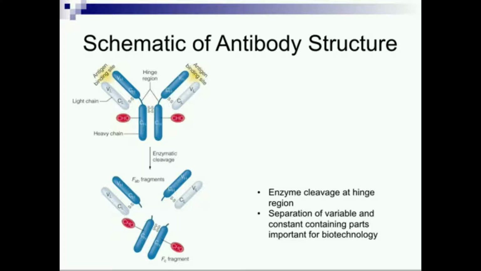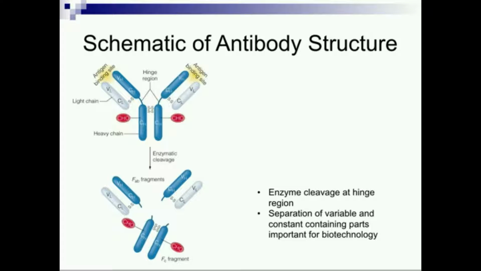These up here are the antigen binding fragments, and this is the crystallization or Fc fragment. You can see the Fc fragment has carbohydrates on it. Notice that these chains in white here are called the light chains. And these longer chains right here, connected by a hinge region, are called the heavy chains.